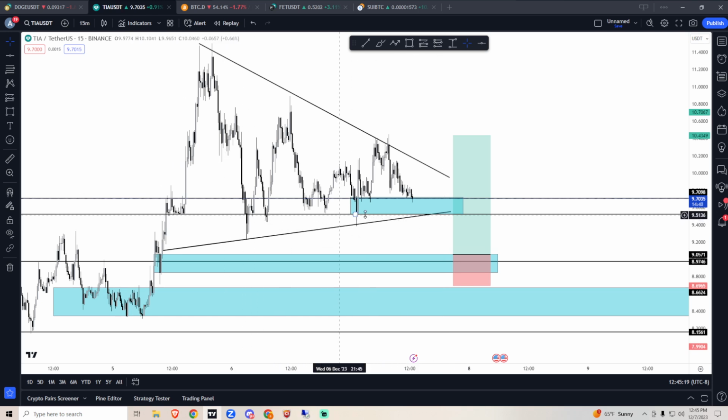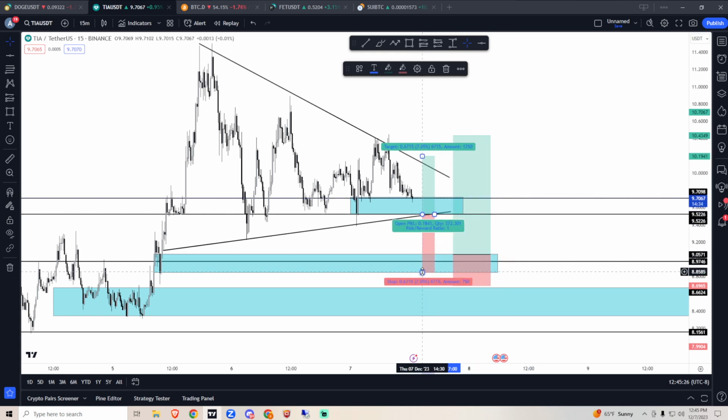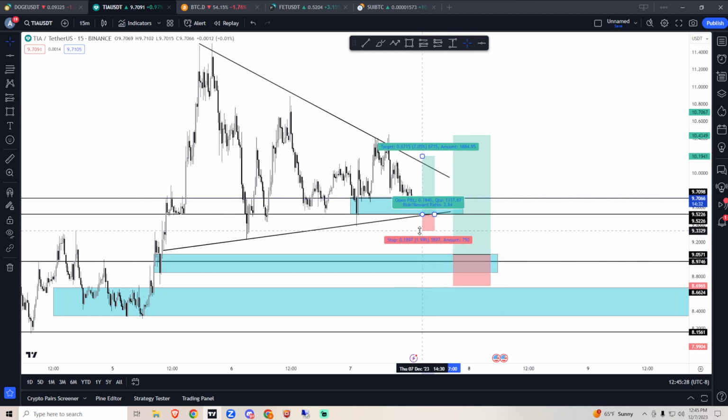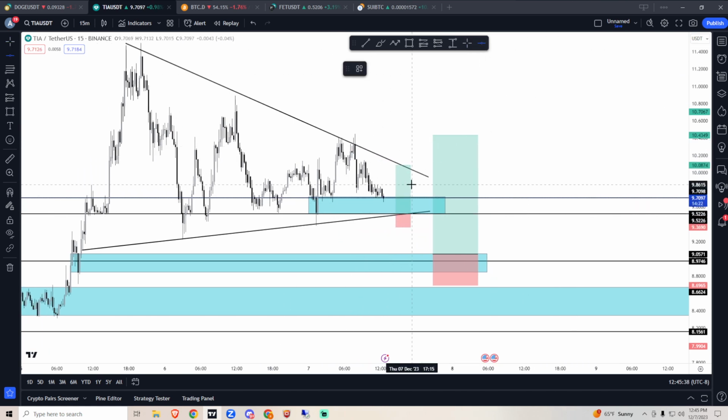Okay. Not only do you have a support, you have trendline confluence. So if you're taking this long at that confluence point, this would be your setup. And then you take profits at levels of resistance.